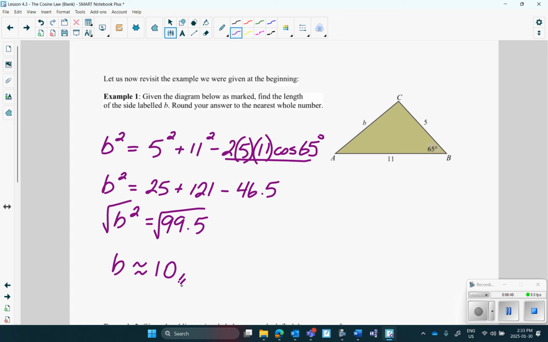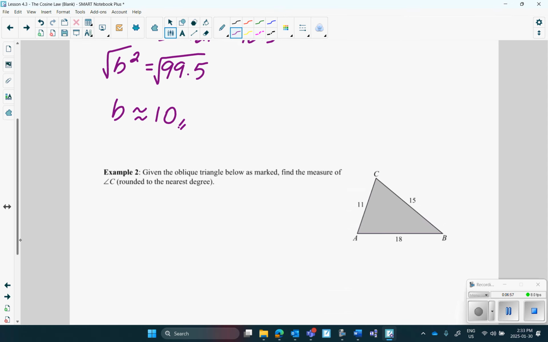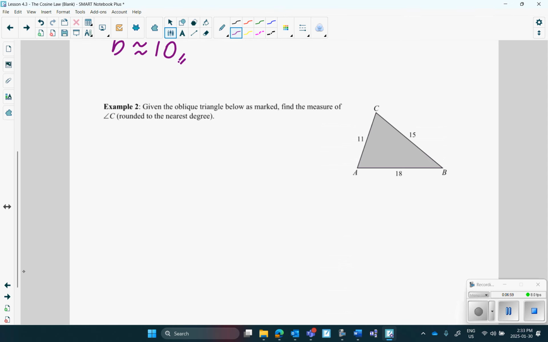So plug in correctly, calculate according to order of operations, square root at the end to find the side. What about an angle? There's actually another formula to find an angle. Okay, and this is another one you'll get. And it's a variation of the formula I gave you on the first page. Find cosine of A.